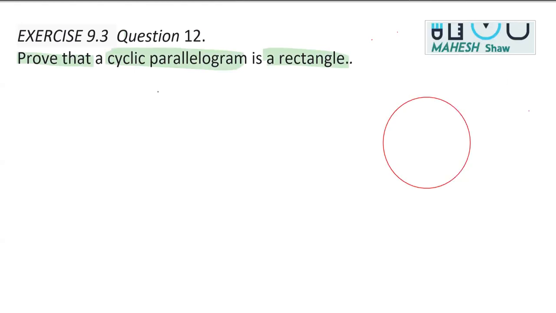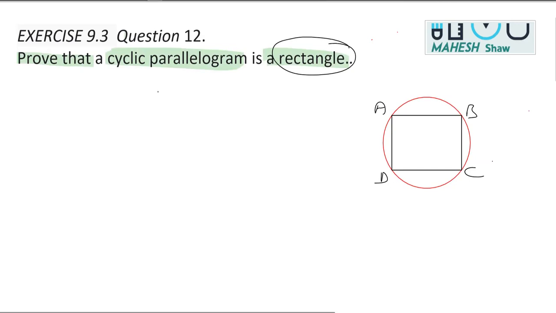rectangle inside it. That means the rectangle should be made in such a way that its boundary touches the circle, right? It should look like a rectangle because we have to prove this a rectangle, although we'll be considering this as a parallelogram. So in the given part, you don't have to do anything. Just simply write that ABCD is a cyclic parallelogram. And in the to prove, you'll be writing to prove ABCD a rectangle.